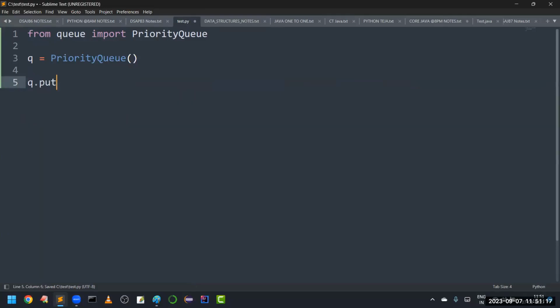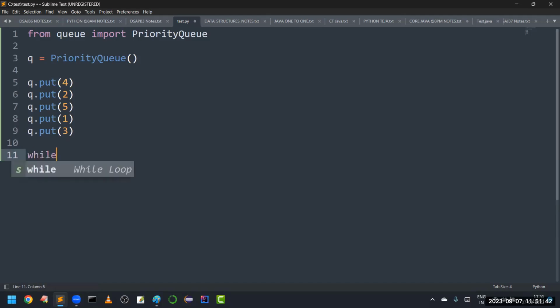Listen carefully. There is one special method called put, which is going to insert that element into the queue. Similarly, I am going to insert the next element 2, next element 5, next element 1, next element 3. Like that it is going to store. Sir, which element is it going to take first, the highest priority? Now you can see which element we are going to access.